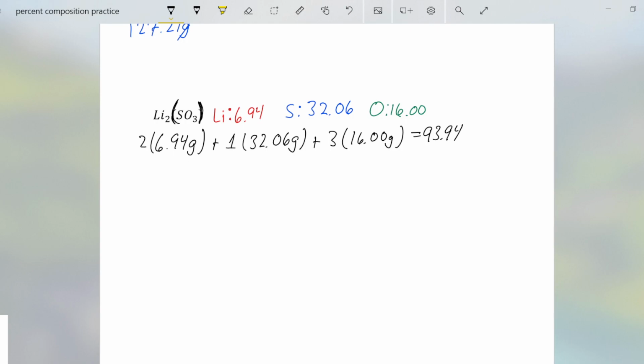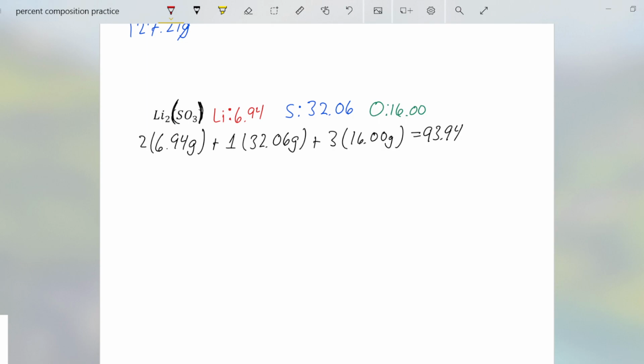That is, 1 mole of this lithium sulfite will weigh 93.94 grams. 3 times 16 grams of that will be oxygen. 1 times 32.06 grams of this 93.94 will be sulfur, and 2 times 6.94 grams, roughly 13 grams, will be lithium.